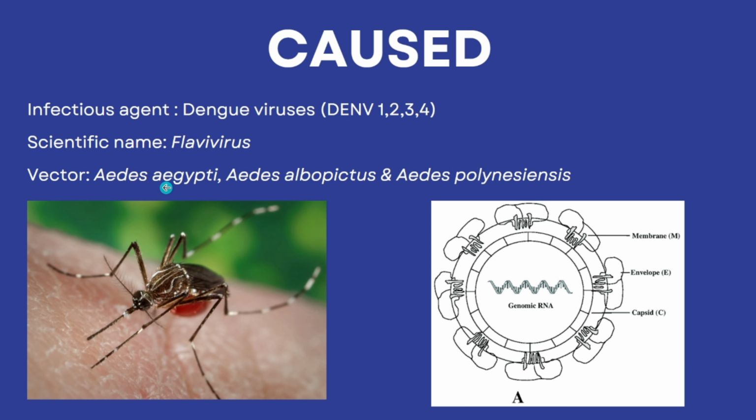In the exam, if the question asks you to write a vector, please write the species name. If you write only the genus name, you need to check the answer scheme. Some years the answer scheme accepts it, but some years not. So it is safe if you write in full. If you want to write in full, the most important thing is the first letter of the genus name, A, you need to capitalize. After that, all are small letters. And then you need to underline.